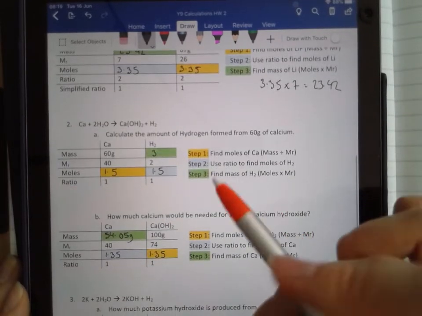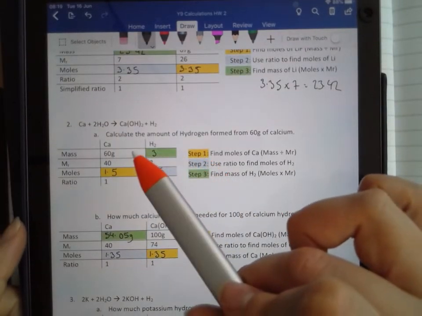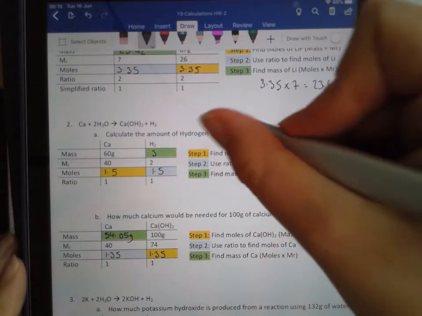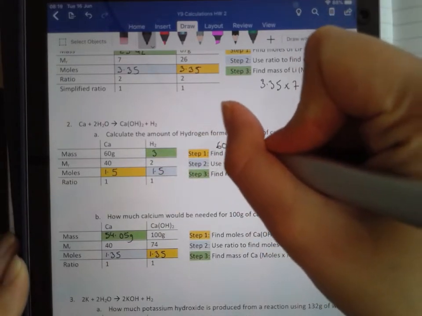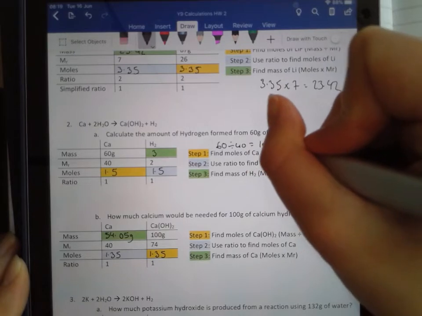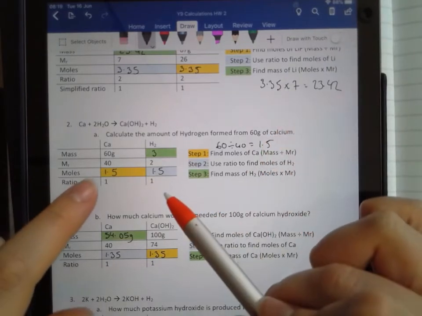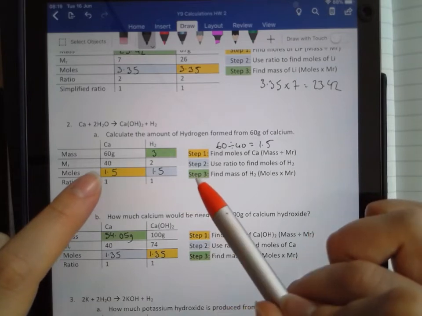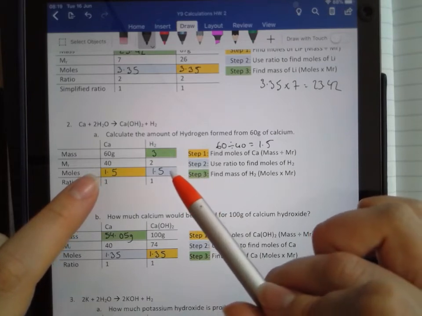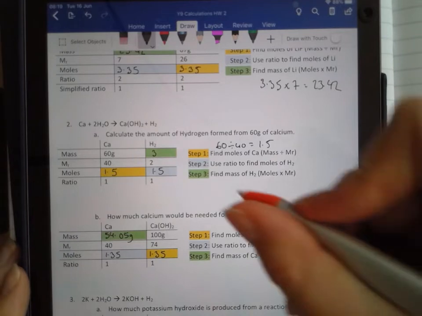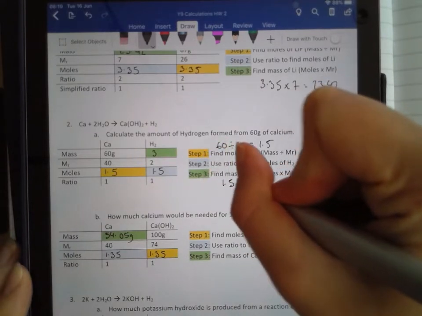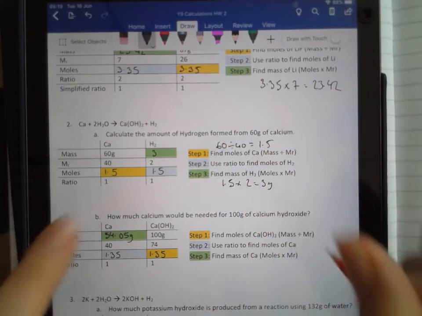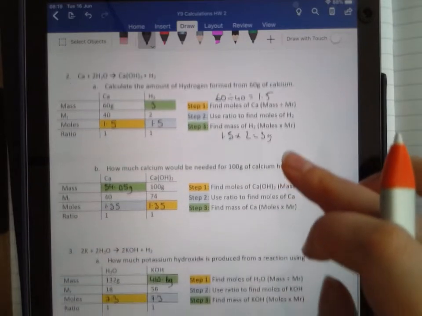The next one down here, okay, for step 1, it's mass divided by formula mass again. So this is going to be 60 divided by 40, and that equals 1.5. Again, my ratio is 1:1, so these two numbers are going to be exactly the same. And then to get step 3, it's the moles times the formula mass, which is 1.5 times 2 equals 3, and I fill that into the green box.